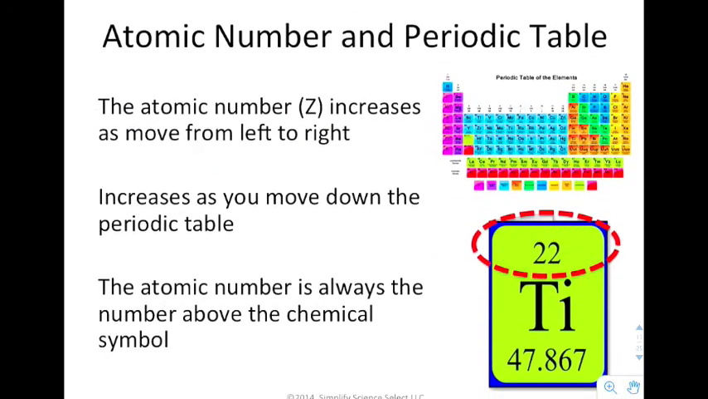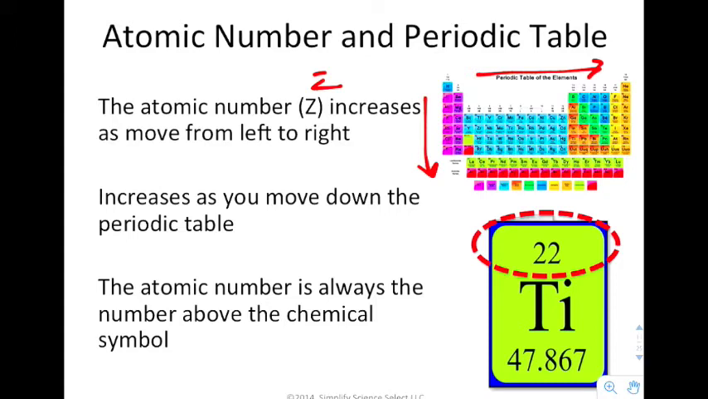So the atomic number in the periodic table is sometimes referred to as Z. That's the variable that it's usually assigned. It does increase as you move from left to right, and there are no inconsistencies. And it does increase as you move down the periodic table, and there are no inconsistencies. That's why atomic number is used instead of atomic mass.